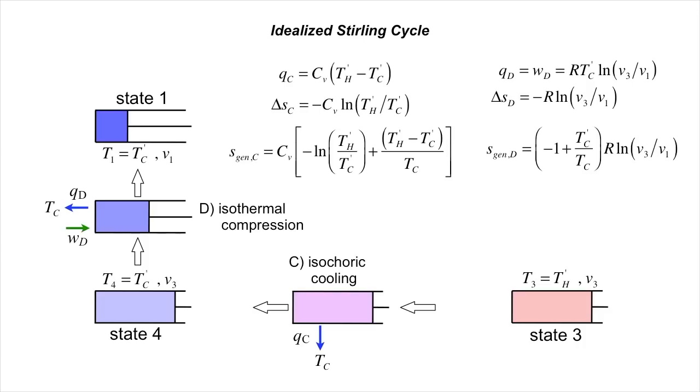Steps C and D are nearly identical to steps A and B, so I won't belabor the derivation further, other than to say we need to be careful of sign conventions on all the work and heat flows. The result is that steps C and D also involve heat and work and generate entropy in a very similar way as steps A and B.